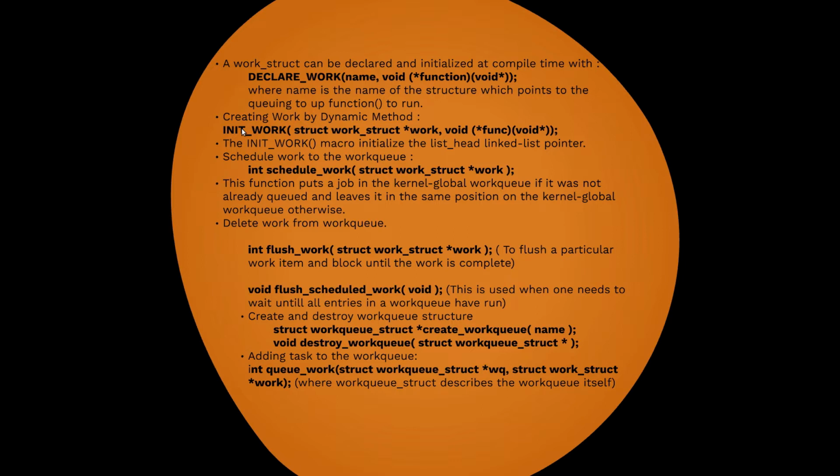We will start with the static method, how we can initialize it by using DECLARE_WORK, and how we can schedule it. There is a call schedule_work, to which we will pass the structure. This function puts a job on the kernel global work queue if it was not already queued, and leaves it in the same position on the kernel global work queue otherwise. For that, I need to go to the terminal.